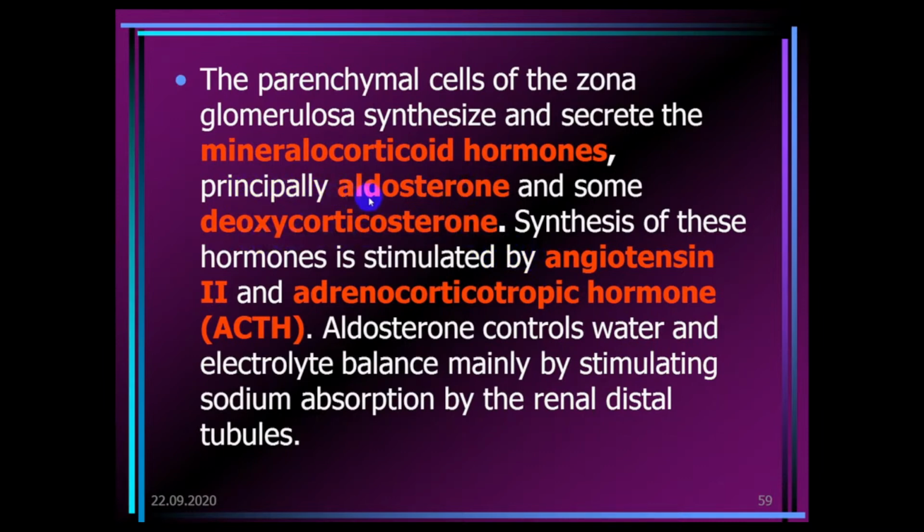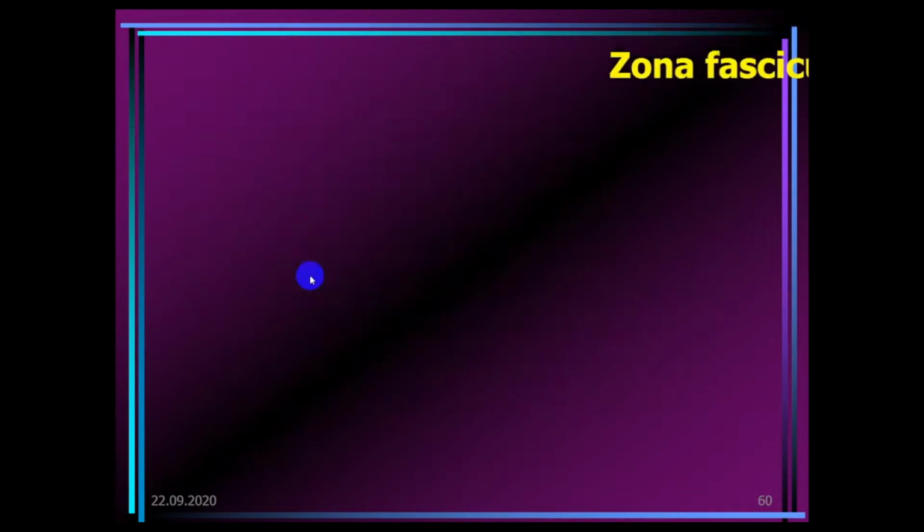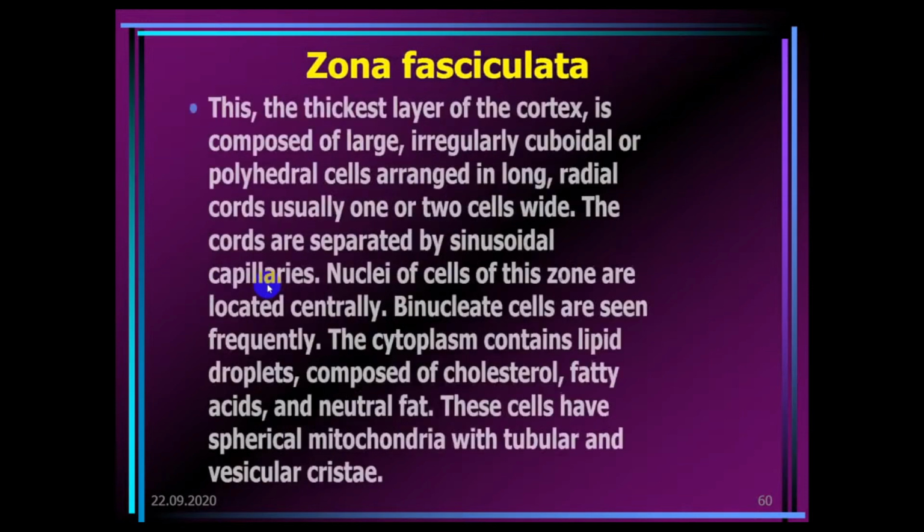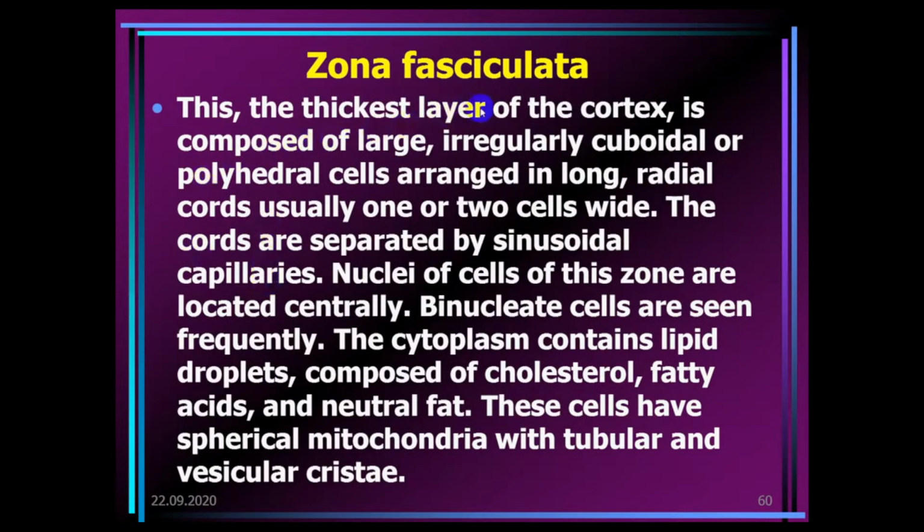This hormone, aldosterone, controls the water and electrolyte balance mainly by stimulating sodium absorption by the renal distal tubules. Later we will discuss this hormone again when we study the urinary system and kidney. Next zone, zona fasciculata. It is the thickest layer of the cortex, composed of large irregular cuboidal or polyhedral cells arranged in long radial cords, usually 1 or 2 cells wide. The cords are separated by sinusoidal capillaries from one another.